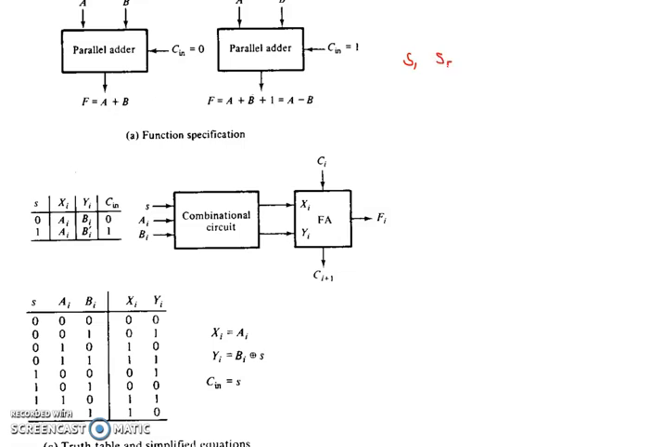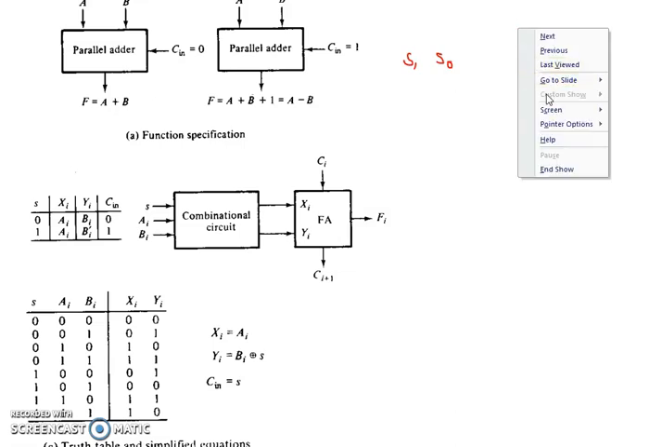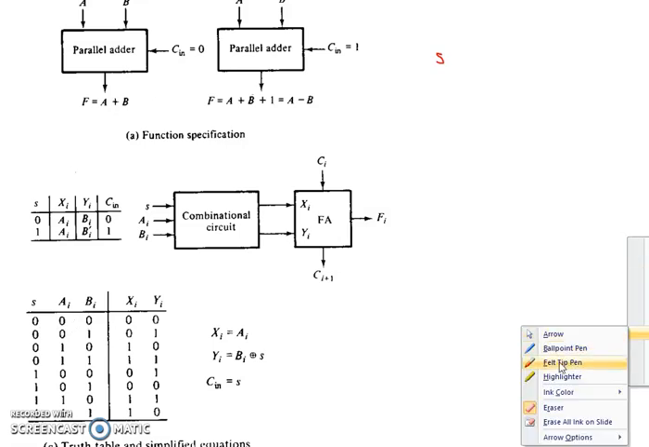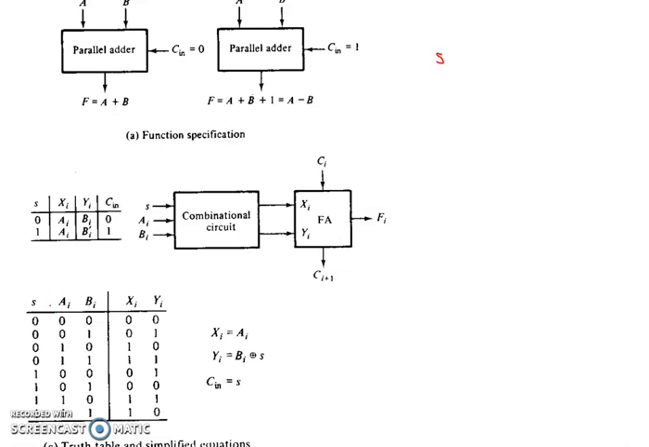S1, S0. Oh, only one selection variable is there, isn't it? Only one selection variable is there, S. So based on the inputs AI and BI, if it is 0, AI will be the same as that of XI. When you compare with BI, if BI is 0, then YI is 0.